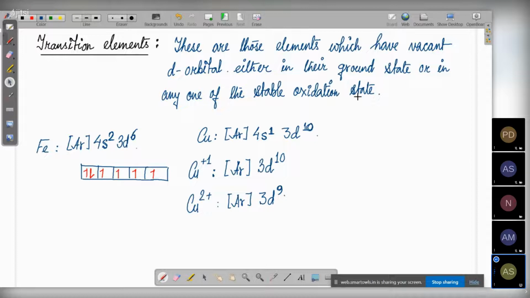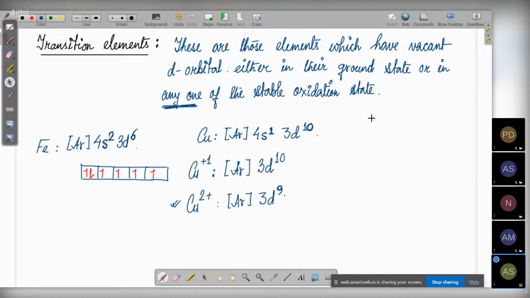And also, it is not required that both oxidation states satisfy the condition. It says any one. So if any one of them has a vacant d orbital, in copper +1 there is no vacancy in the d orbital, 10 d electrons are there. But for copper 2+, you are getting 9 electrons in the d orbital. So even if it is not in one, it is present in this particular oxidation state. That is why copper is a transition element. Okay, is this clear to everyone? Yes, sir.